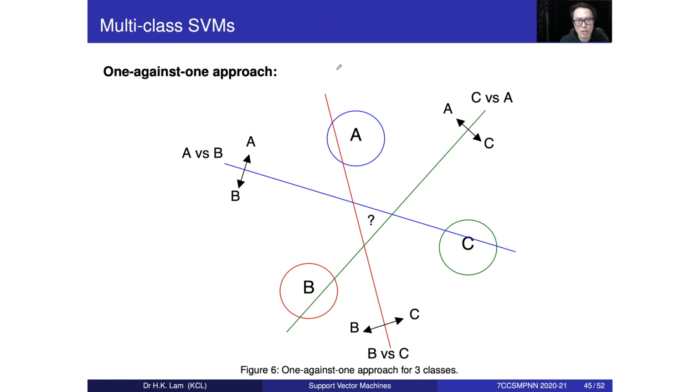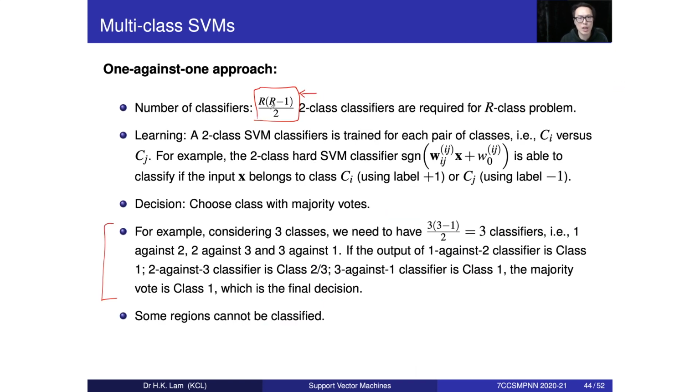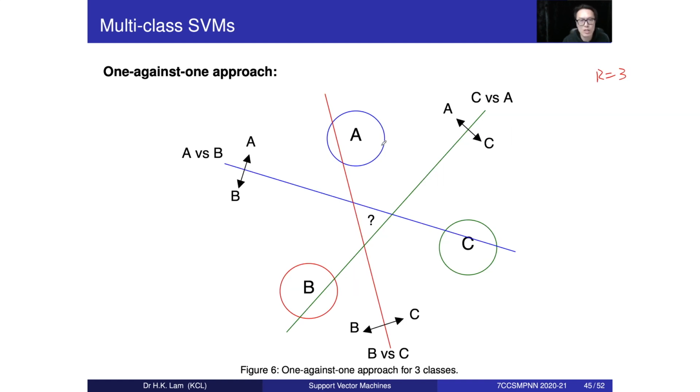Now we have 3 classes: class A, class B, class C. So R is 3. If we apply this formula, we come up with 3 classifiers. Why is this called 1 against 1? Because we design the classifier like this. When we take class A and class B, we design one hyperplane, the blue line right here, which is going to tell whether the input class is A or B.